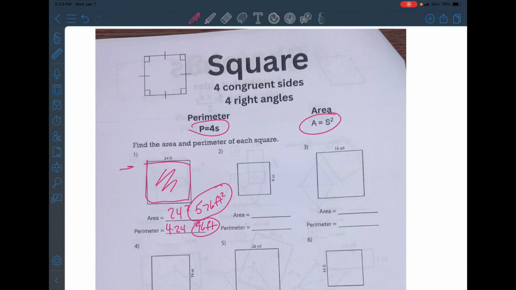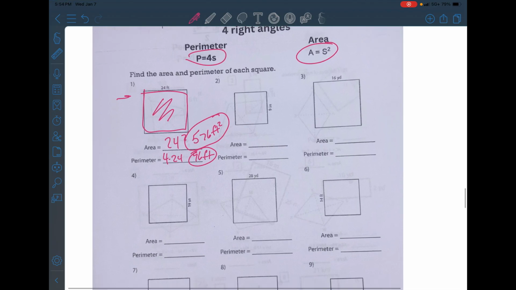So you can think of perimeter and area as if this was like your backyard. How much fence would you need to go around the yard or whatever you're fencing in? That is your perimeter. How much is inside, like how much grass would you put in it, is your area. So you can do that for all the squares and come back when you're finished.